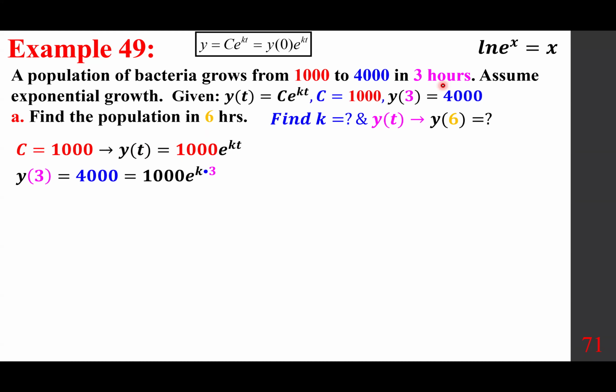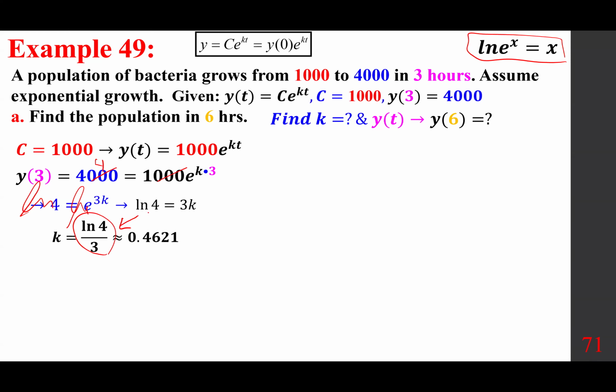Now, ln of e to the power of x is x, so we're going to take the natural log of both sides or just rewrite it. Because the base on the right side is e, we go with natural log. And so ln 4 is 3k, divide by 3. So k is precisely ln 4 over 3, this is an exact answer, everybody. Roughly 0.4621. So we have the formula for y of t.